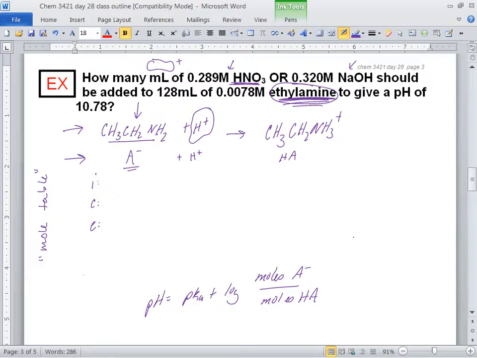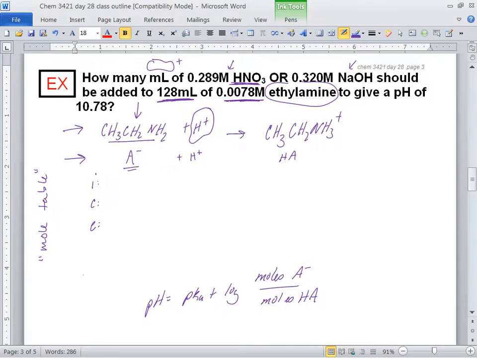Just multiply volume times concentration, right? Because they told us, the trick is knowing what ethylamine is. Is it the conjugate acid or conjugate base? Because we know the concentration of it and we know the volume of it. So we know the moles.